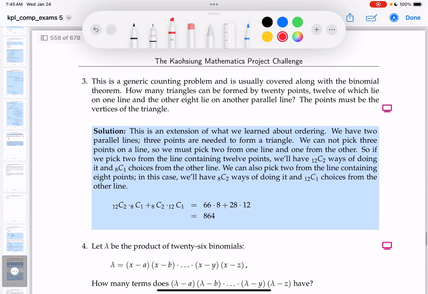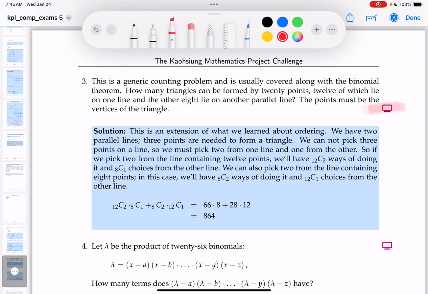The next one is a generic counting problem, usually covered along with the binomial theorem. I always say counting is the most difficult thing we're faced with in life, being able to count things, knowing how many things there are, all right? It says how many triangles can be formed by 20 points, 12 of which lie on one line, and the other 8 lie on another parallel line. The points must be the vertices of the triangle, all right?